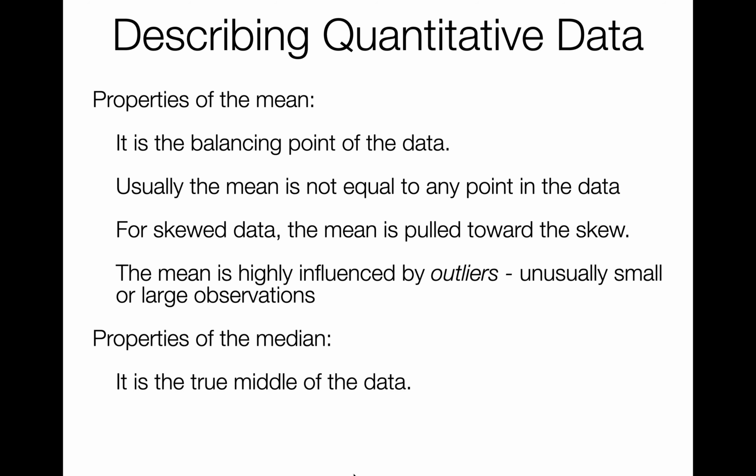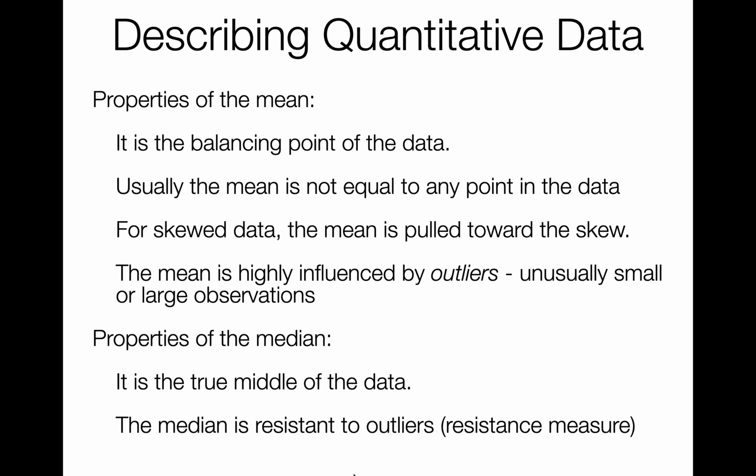Properties of the median: it's the true middle of the data. It is the actual middle point of the data by construction, by the way we found it. And the median, unlike the mean, is not influenced as much by outliers. When something is not influenced by outliers greatly, it's called a resistant measure. So I'll use that term a lot, resistant measure.